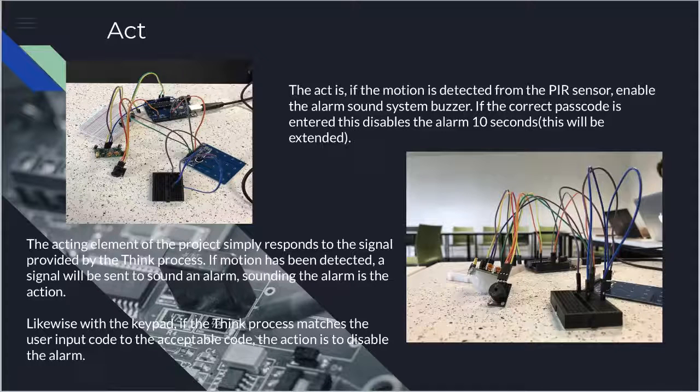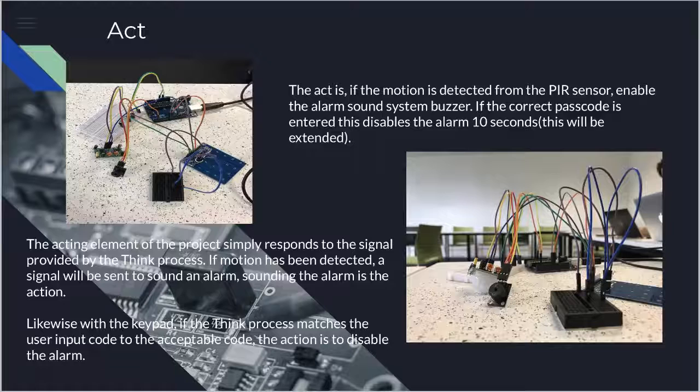The acting element of the project simply responds to a signal provided by the think process. If motion has been detected, a signal will be sent to sound an alarm. Sounding the alarm is the action. Likewise, with the keypad, if the think process matches the user input code to the accepted code, the action is to disable the alarm. Motion is detected from the PIR sensor, then the buzzer will sound.